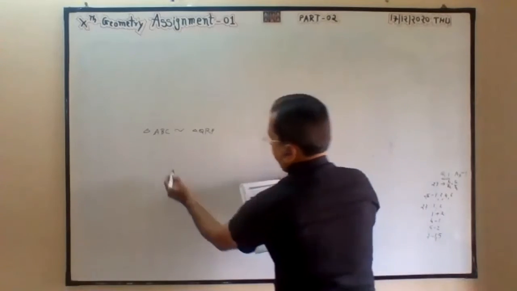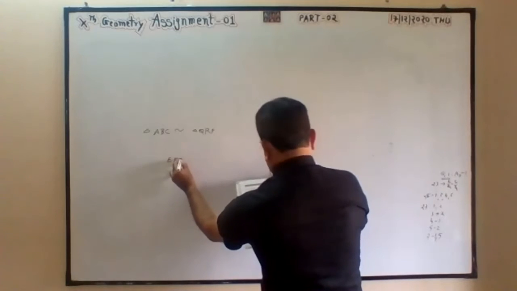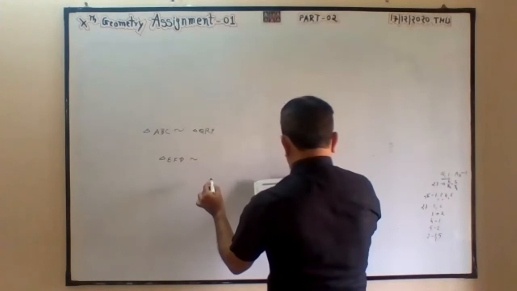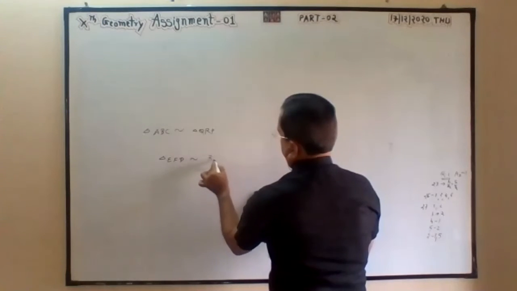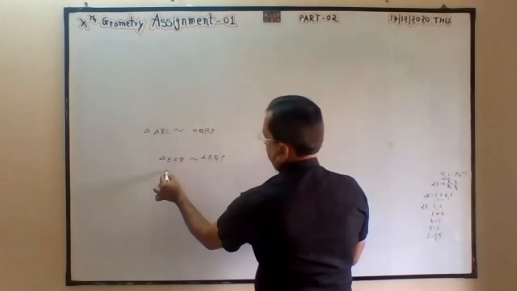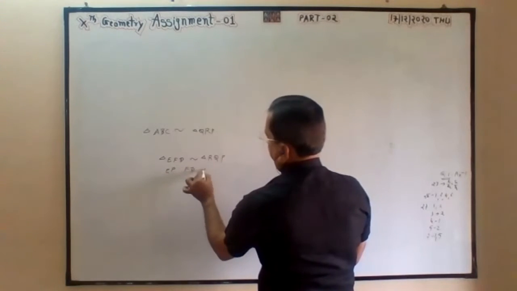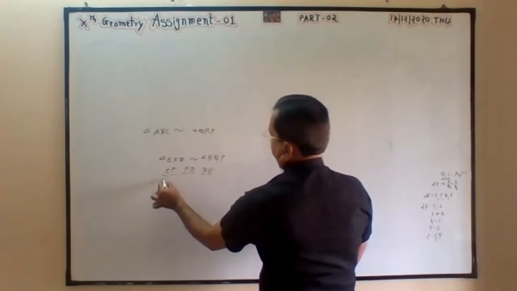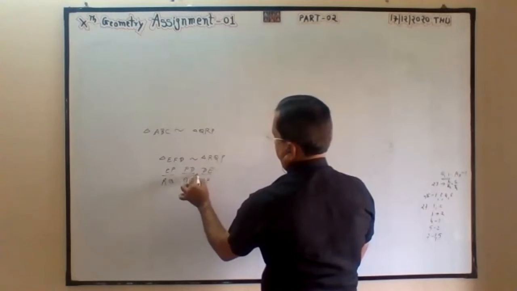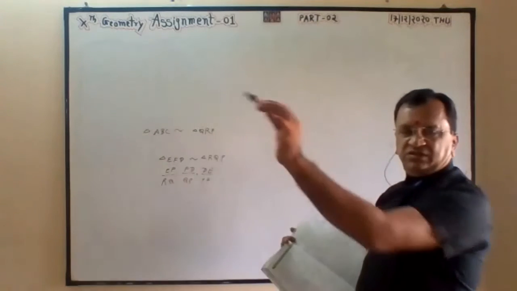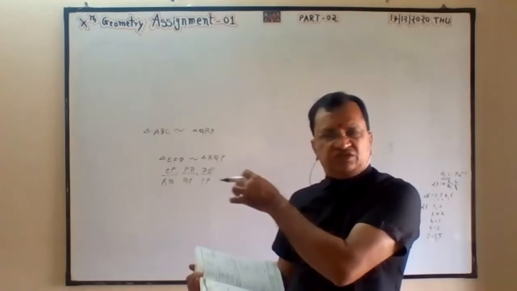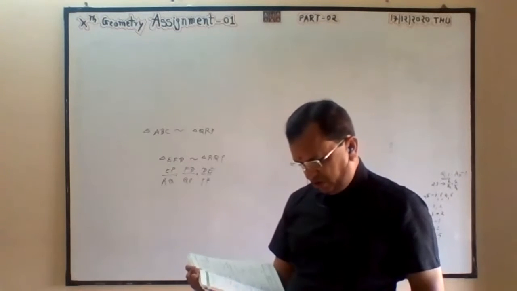So first, second, third: triangle EFD is similar to triangle RQP. Similarity, so EF, FD, DE over RQ, QP, PR, first, second, third. After this, the fourth one is wrong. Three of these are given. The fourth one, which is not suitable for this, is wrong.